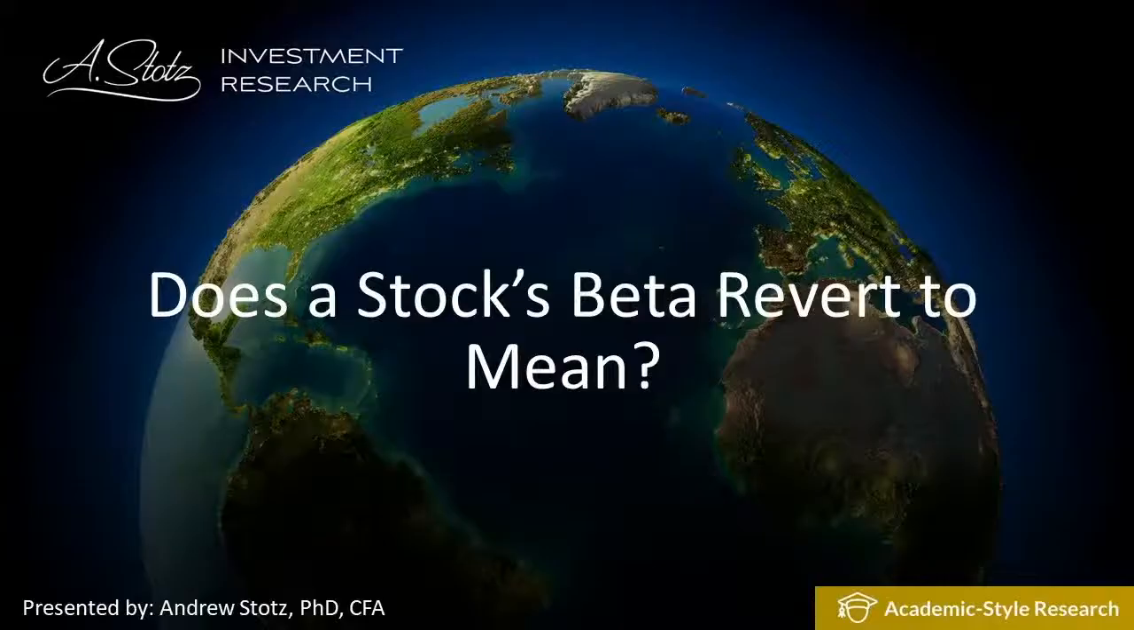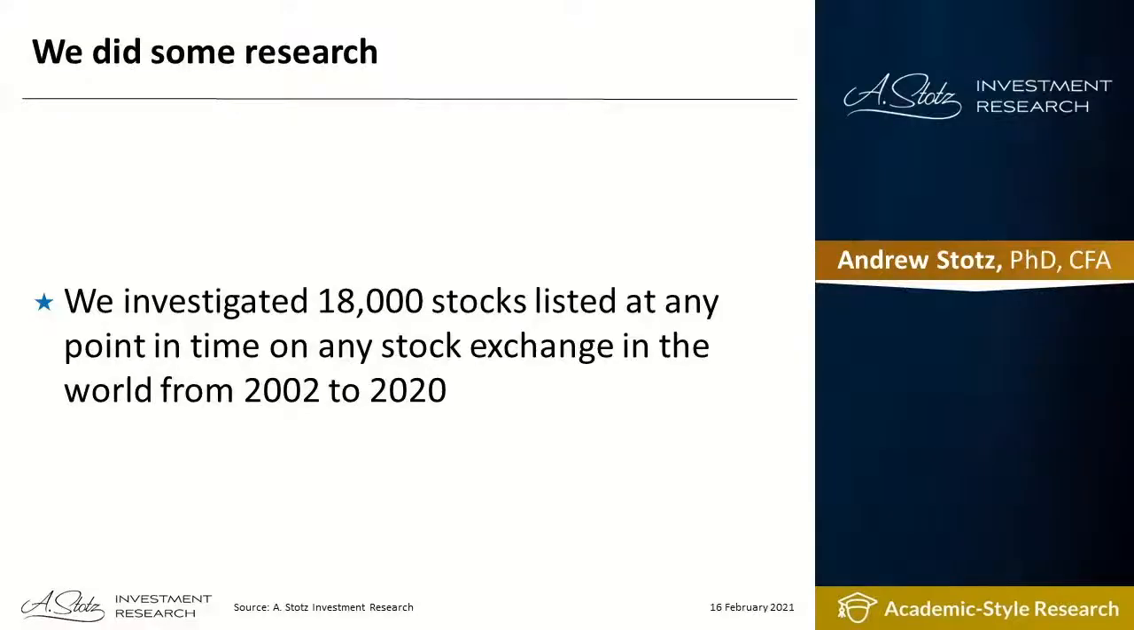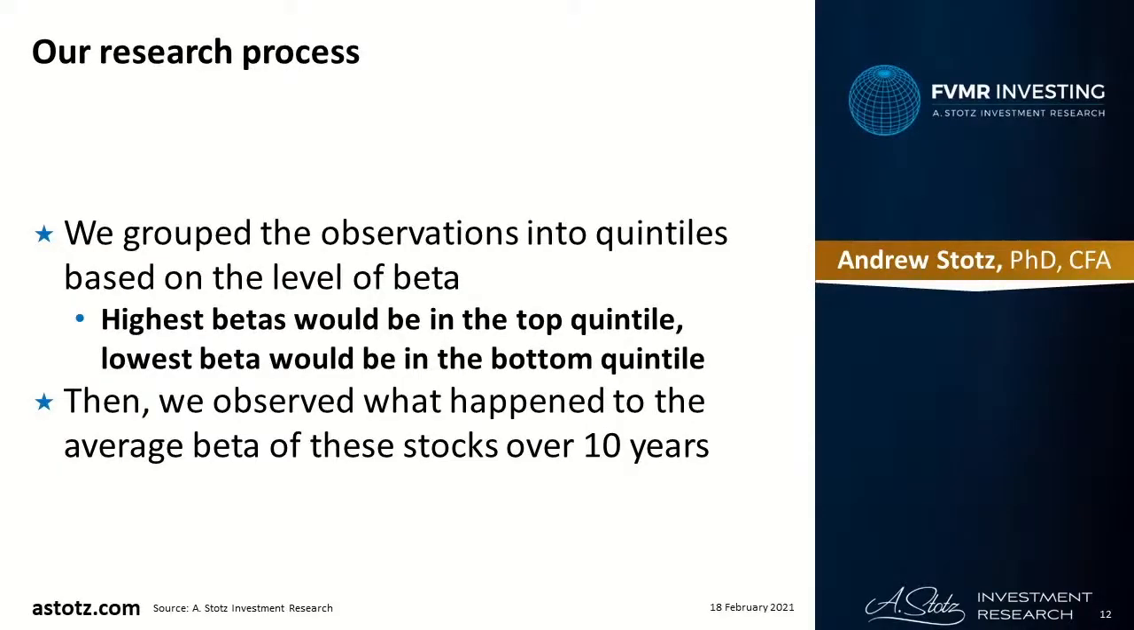So we recently did some academic-style research to answer the question, does a stock's beta revert to the mean? So what do we mean? Well, we investigated 18,000 listed companies at any point in time on any stock exchange in the world from 2002 to 2020. In our research process, we grouped the observations into quintiles. That means 5 groups based upon the level of beta.